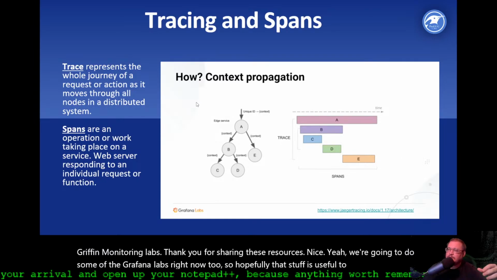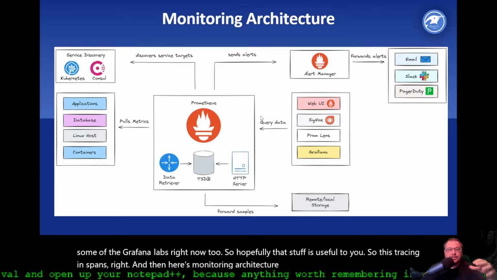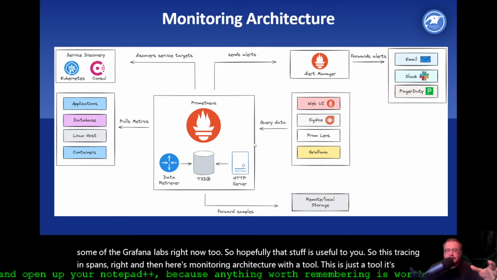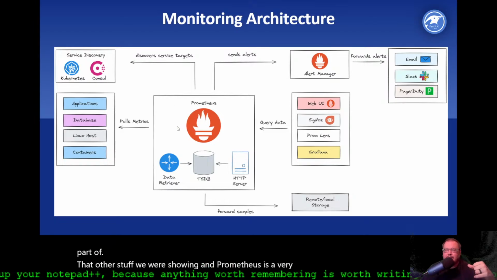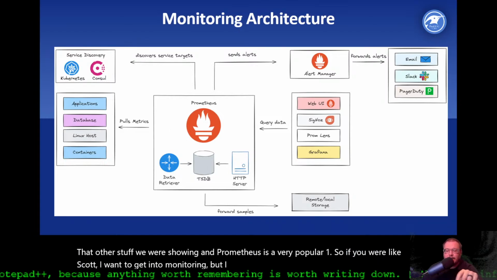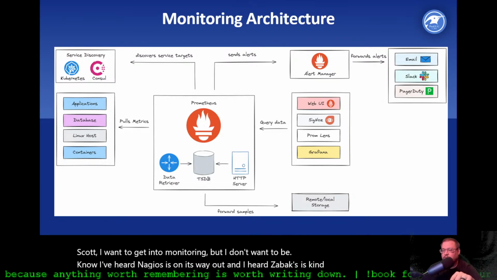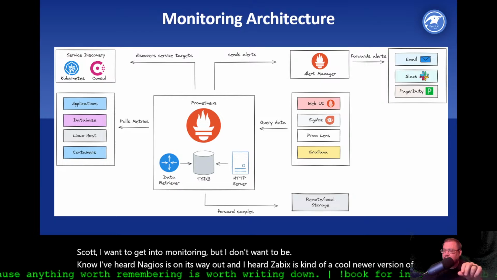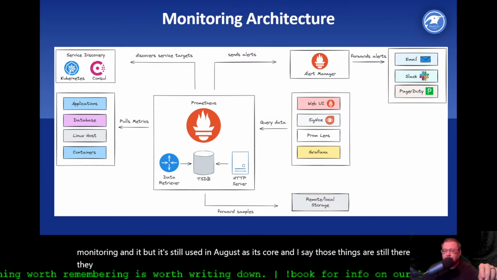So this is tracing and spans, right? And then here's monitoring architecture with a tool. This is just a tool, just part of that other stuff we were showing. And Prometheus is a very popular one. So if you said, Scott, I want to get into monitoring, but I've heard Nagios is on its way out, and I heard Zabbix is a cool newer version of monitoring, but it still uses Nagios as its core. I say those things are still there. They exist. There's some value in them.